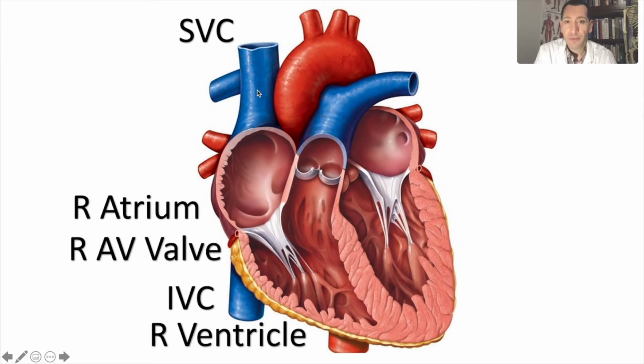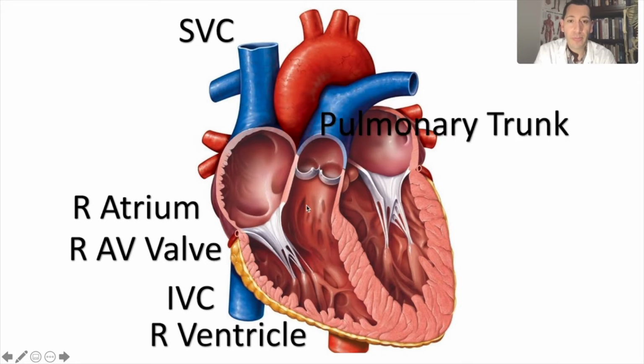Okay, so blood first starts in the superior vena cava and inferior vena cava, enters the right atrium, passes through the right atrioventricular valve and into the right ventricle. Then blood takes a turn and goes up through this valve here, the pulmonary valve, because this small vessel here is the pulmonary trunk. You can also call this the right semilunar valve.